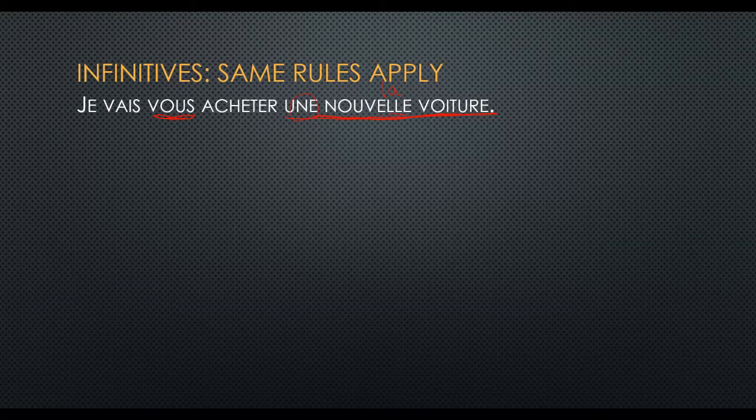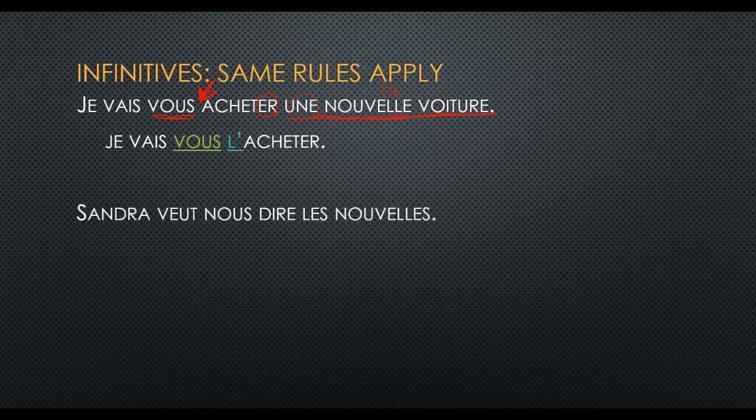Now, again, where does it go? Now we're talking about infinitive, so it's going to go in front of this infinitive. So it's going to go in between the vous and the acheter. So, je vais vous l'acheter. I'm going to buy you it. Okay. Or I'm going to buy it for you.